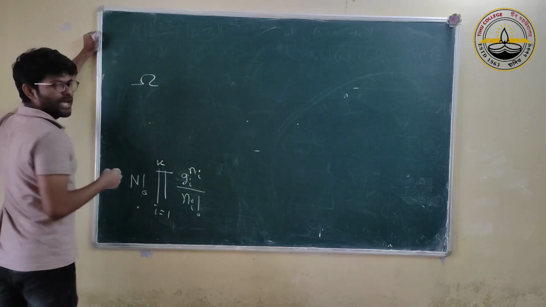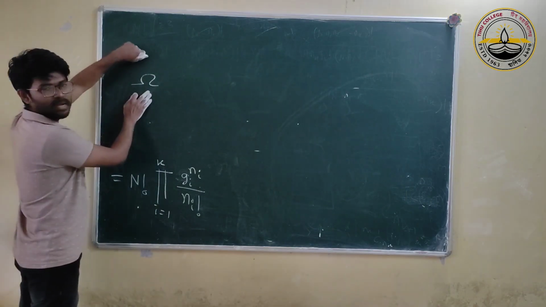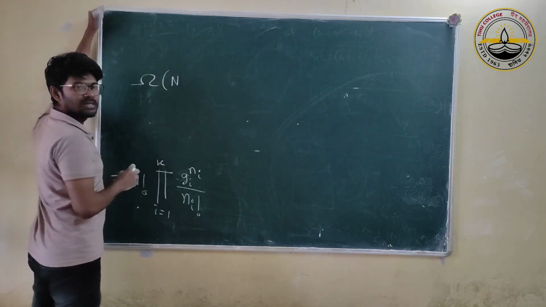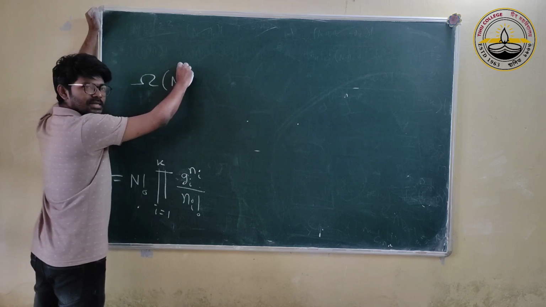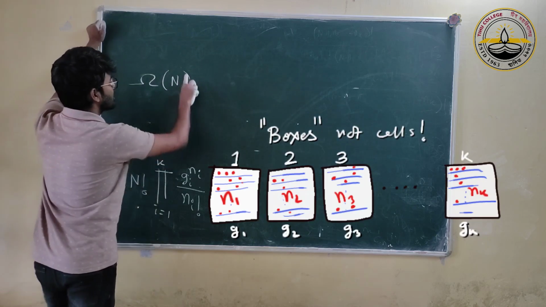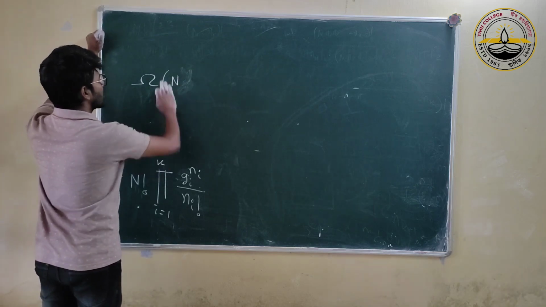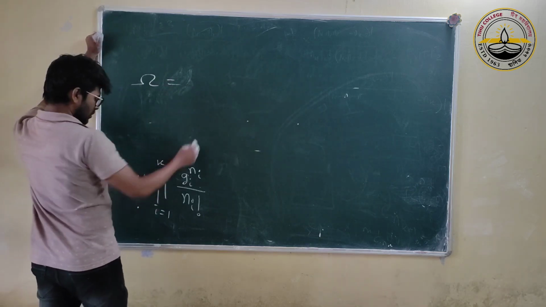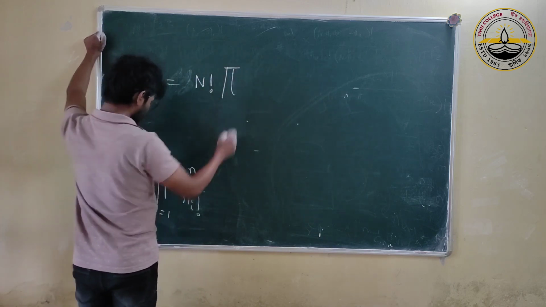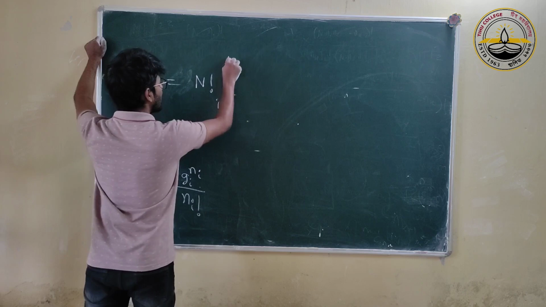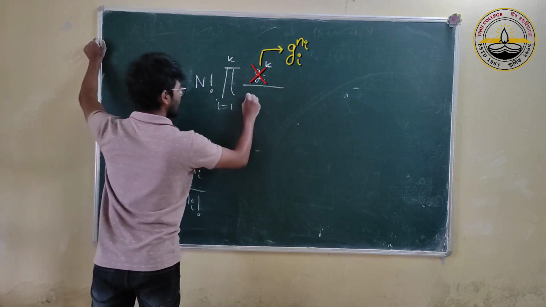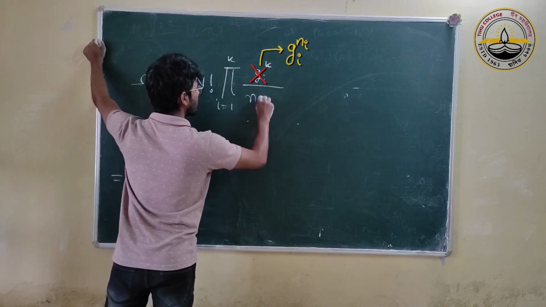We call the number of ways, we just denote this always by this, okay? You have n balls to be organized in k number of cells. We denote that by this omega, let's say just omega. And that omega is given by n factorial, product of i equal to 1 to k, Gi to the power Ni, divided by Ni factorial.